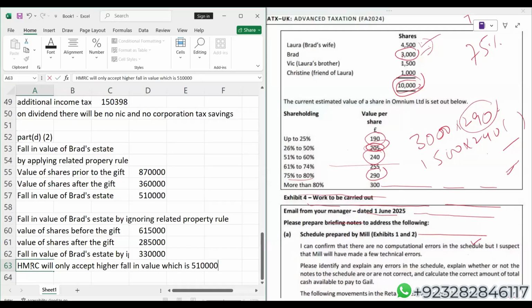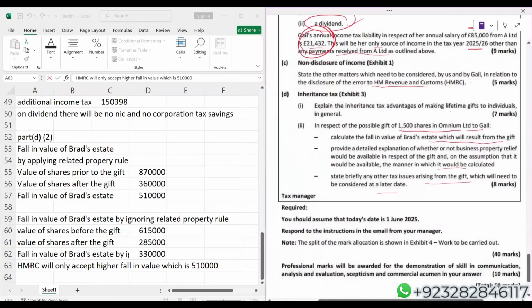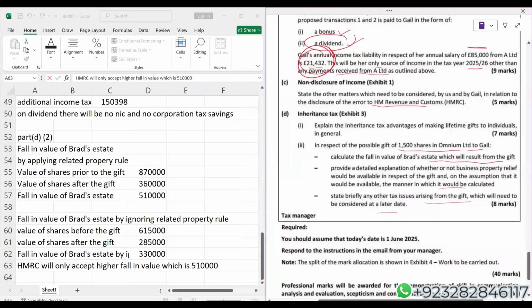Okay, now what else they've asked? Provide detailed explanation whether or not BPR, business property relief, will be available in respect of the gift. An assumption that it would be available, the manner in which it would be calculated. Now, listen, what is happening? Broad is going to give shares in, what is the name of the company? Omnium Limited to Gail. Okay.